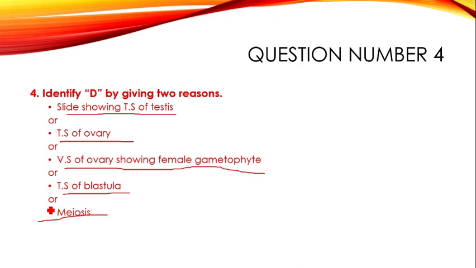They will not say the name, simply they will give that slide, or if they don't have a slide, they will give diagrams of this, then you have to identify the name. For identification of the name 1 mark, then you have to write the reasons how you identified that. If you write 2 reasons, 2 marks, total 3 marks. That is about D.